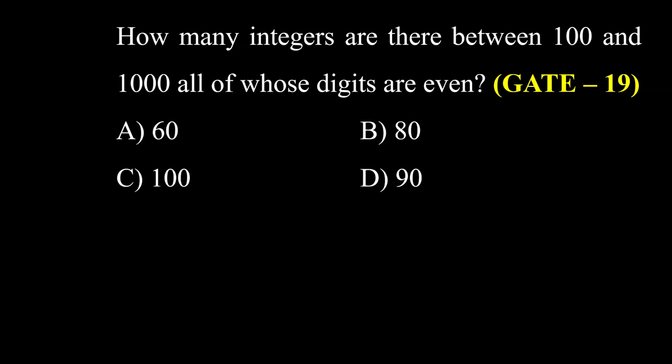Yes? 246. Yeah, 246, all are even digits. One more. 680. 680, yeah, allowed. Then 222. 222 allowed. All are even. In the question, repetition not allowed is not mentioned. Repetition allowed is there. 222 is a three-digit number, all are even. It is between 100 and 1000 only.